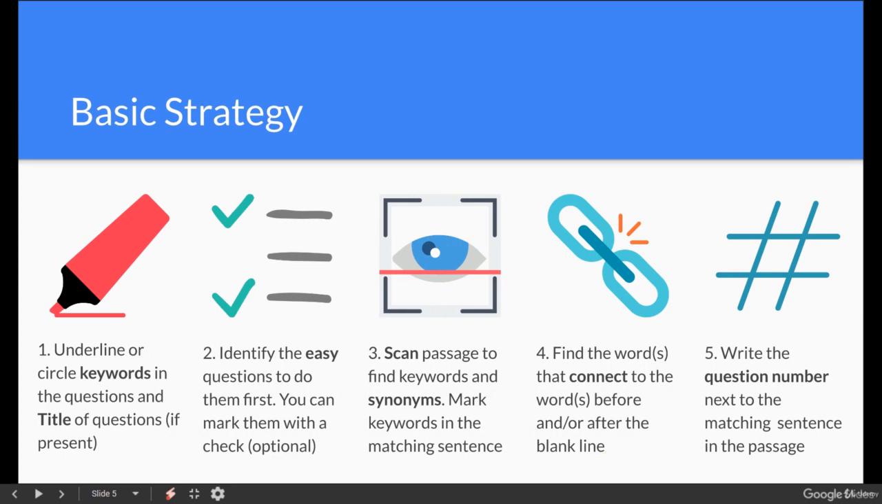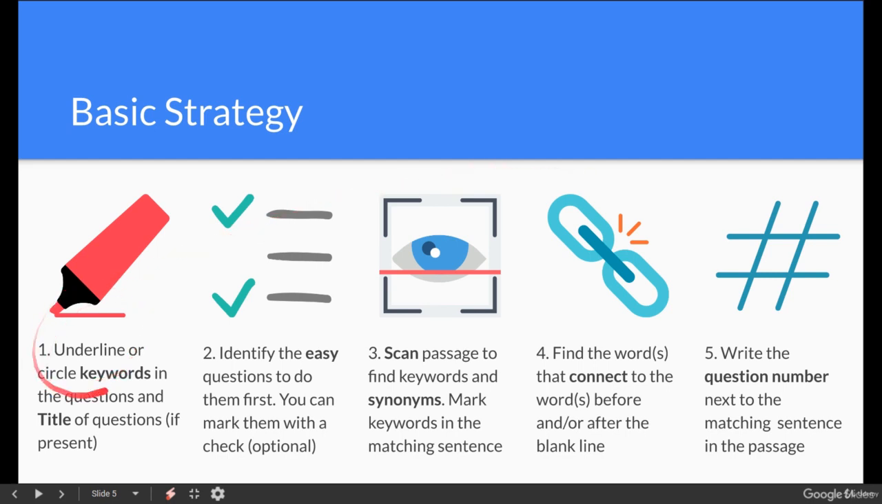Now let's go over the basic strategy. You've seen this basic strategy several times by now, so we don't have to go into a lot of detail. But I show you this here just to highlight the fact that for the diagram question, you're going to be using this same strategy that you've used before, for example, when you did the fill in the blank questions. So we're doing exactly the same thing.